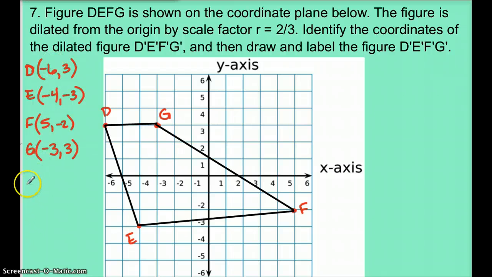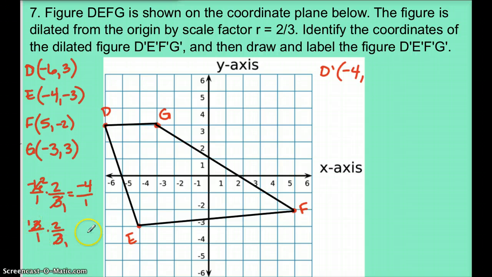So -6. -6/1 times 2/3. Well, I can cancel the 3 and the 6. And -2 times 2 is -4. And then 1 times 1 is 1. So for D prime, we're going to be at -4. And I'll figure out my second number here. We have 3 times 2/3. Well, automatically I see that the 3's cancel, and I'm left with 2/1, which is just 2.